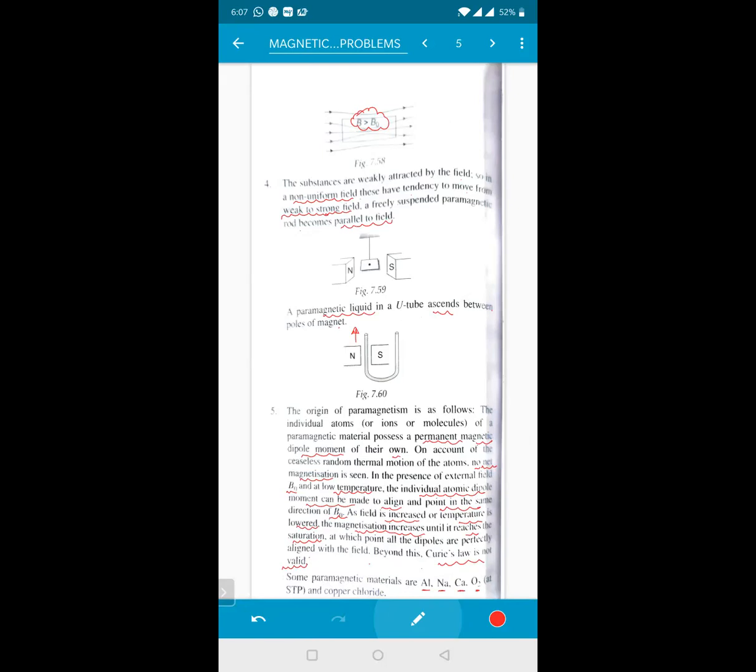In diamagnetic substances, there is no atomic dipole moment. Whereas here there is a dipole moment, and because of the decrease in temperature, the magnetization is increasing. It is inversely proportional to the temperature.